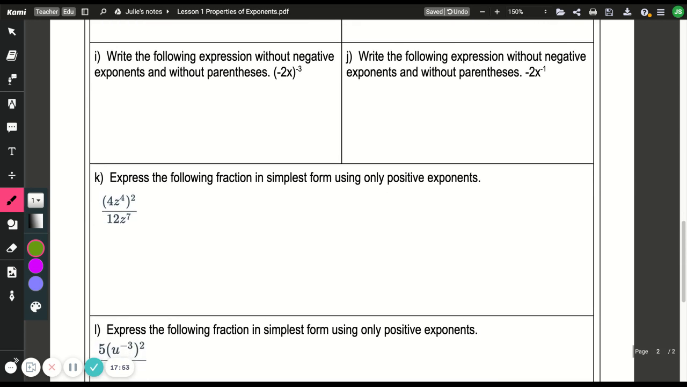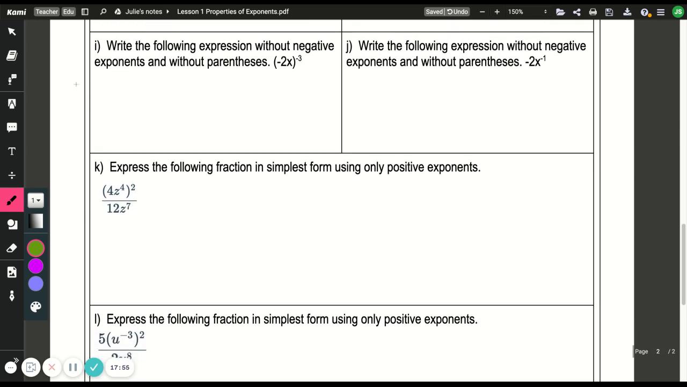Here's a little bit more practice now with negative exponents. So write the following expression with no negative exponents and no parentheses. We have to get rid of the parentheses. We have to get rid of the negative exponents. So we're going to have to distribute. So I could distribute the 3 in first, or I can deal with the negative exponent first. I'm going to have to do both. You can choose which one you want. I want to deal with the fact that it's a negative first.